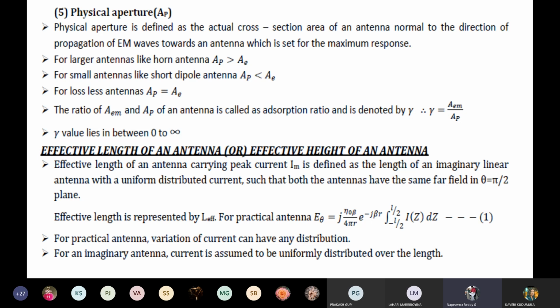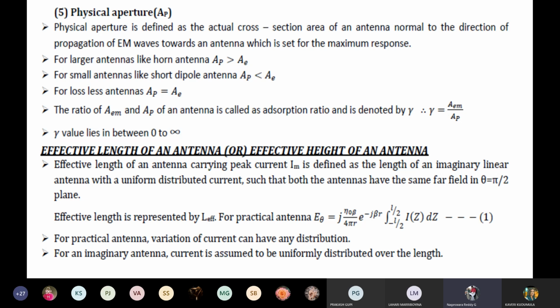So effective length of antenna carrying peak current, also maximum current, we can also call maximum current Im. So it is defined as the length of an imaginary linear antenna with a uniform distributed current such that both antennas have the same far field in the theta equal to pi by 2 plane. Effective length is represented by capital L suffix e, effective.